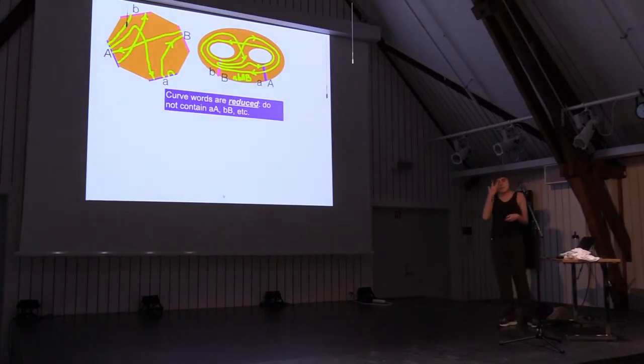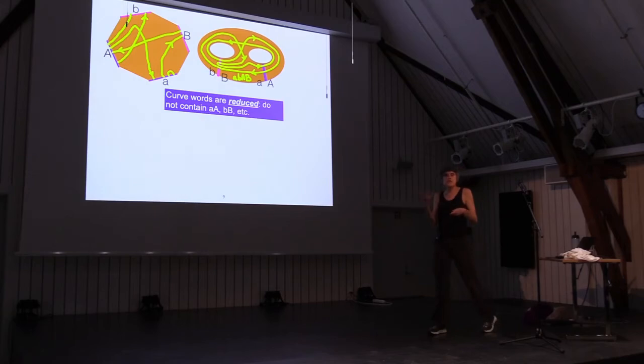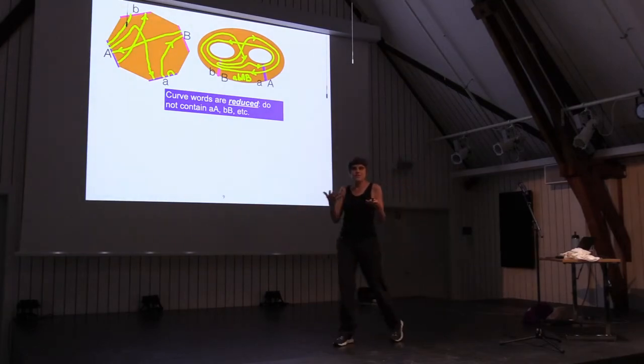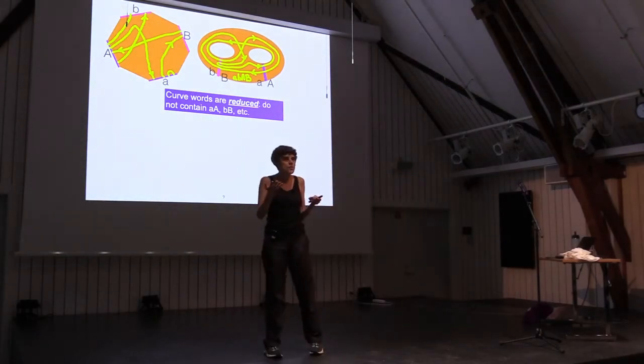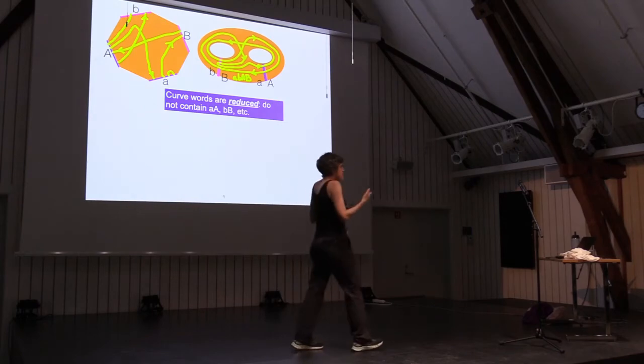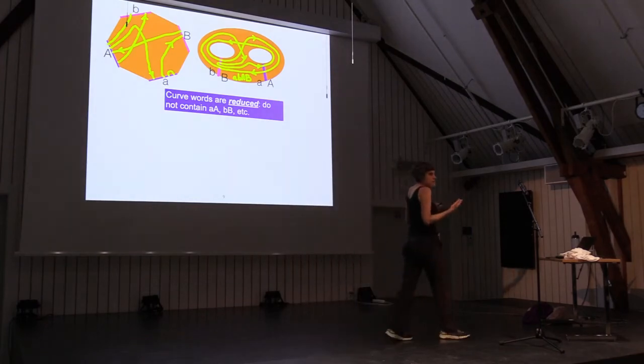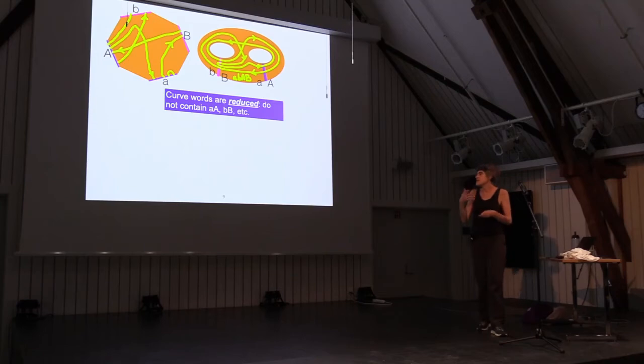And these curve words are slightly different. If I tell you the rules that a surface word should follow, you probably can say they all have finitely many letters. Each letter appears in lowercase and uppercase exactly once, and that's it. The curve words that I'm going to choose are reduced, and you probably can guess why.